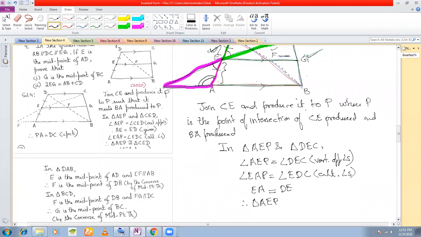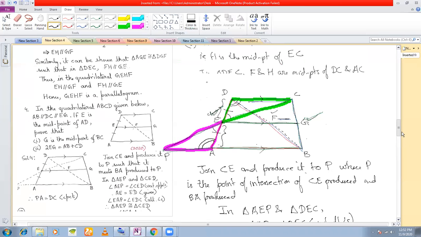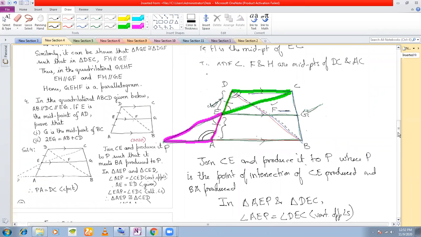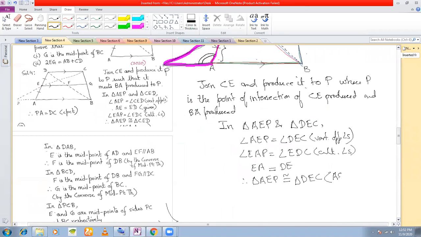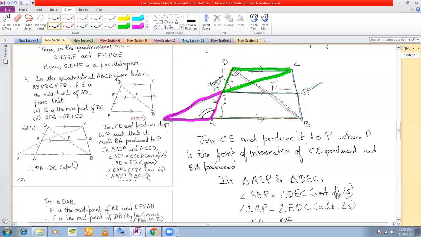Therefore, triangle AEP is congruent to triangle DEC. Okay, and this is by what axiom? By what angle axiom? Side angle. ASA, yes, because of the ASA axiom. Okay, so these two triangles we have proved congruent. Now, once we have proved congruent, what can I say? I can say this length AP must be equal to CD by CPCT.